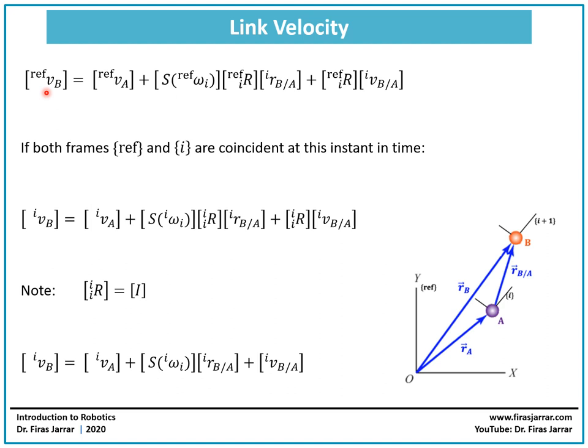So this is the equation that we obtained, where we have the velocity of particle B expressed in the reference frame as a function of the velocity of particle A expressed also in the reference frame, added to the skew symmetric matrix of the angular velocities of the link, multiplied by the rotation matrix expressing the orientation of frame I with respect to the reference frame, multiplied by the position of B with respect to A, expressed also in frame I, added to again the rotation matrix, multiplied by the velocity of B with respect to A, expressed in frame I.